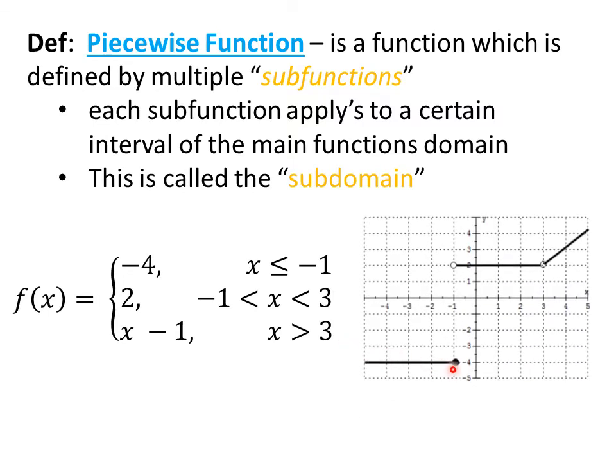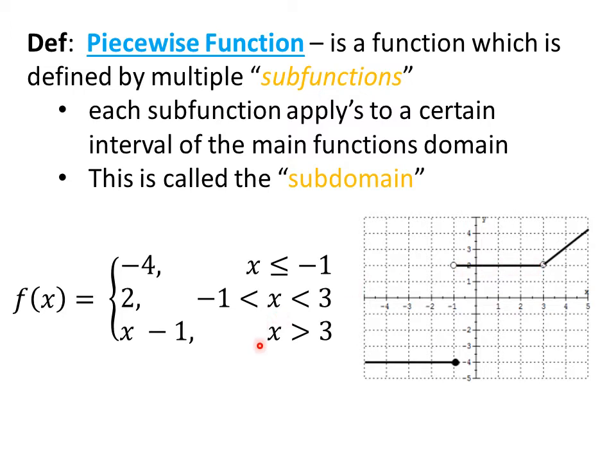Notice how we have open and closed circles in this graph. They pertain to the less than or equal to symbols and less than symbols that you see here. Notice how our first subfunction is f of x equals -4. It's a horizontal line right at y equals -4, and we use a closed circle because of the less than or equal to symbol. And then anything between -1 and 3, notice how both the less than symbols are here, we have open circles, so it looks like a line segment right at y equals 2, because that's our subfunction.